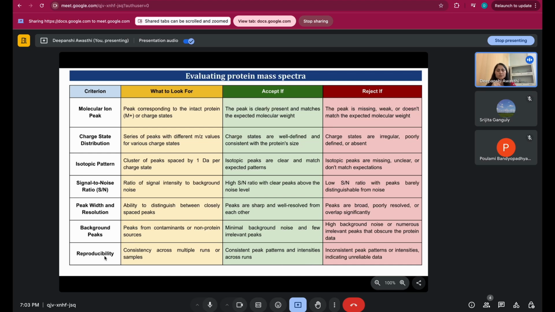And then reproducibility. Reproducibility means that if you are taking the reading multiple times, the spectra you obtain should be the same. If it is varying, then you also have to take that into consideration and ask why it is varying. Is there something wrong with your sample, or is it some technical error? All those things should be taken care of while comparing, making your hypothesis, testing it and analyzing it.